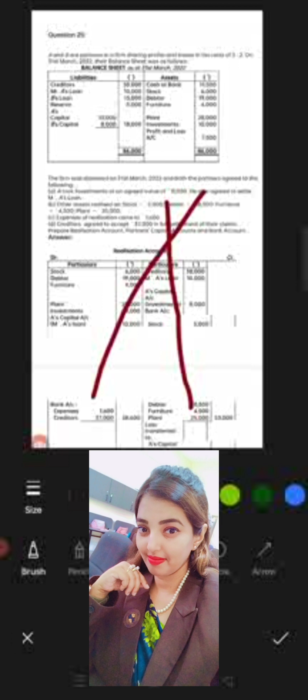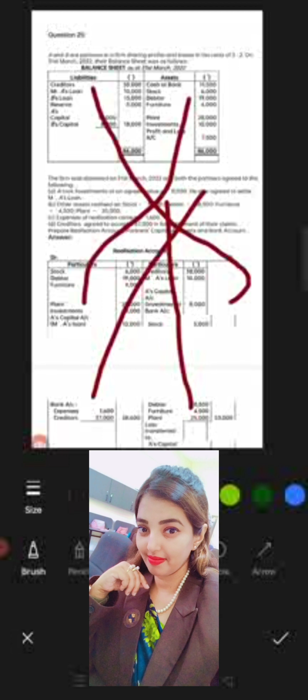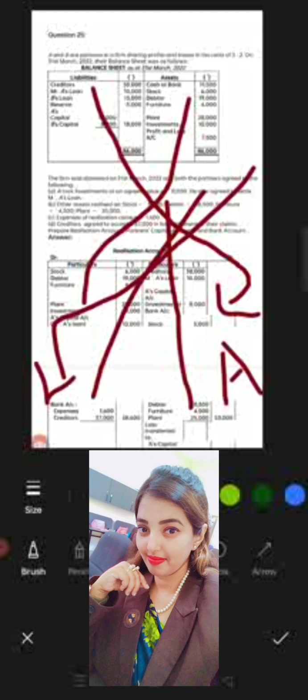तो आप क्या करोगे, जो भी assets है you're going to take it here, और जो भी liabilities है you're going to take it here. And adjustment assets आप यहाँ लोगे, and liabilities you have to take here. So जैसे कि A took over, as I said in the beginning, अगर partner ने कुछ assets या liabilities लिया है you're going to mention it in the partner's capital account.